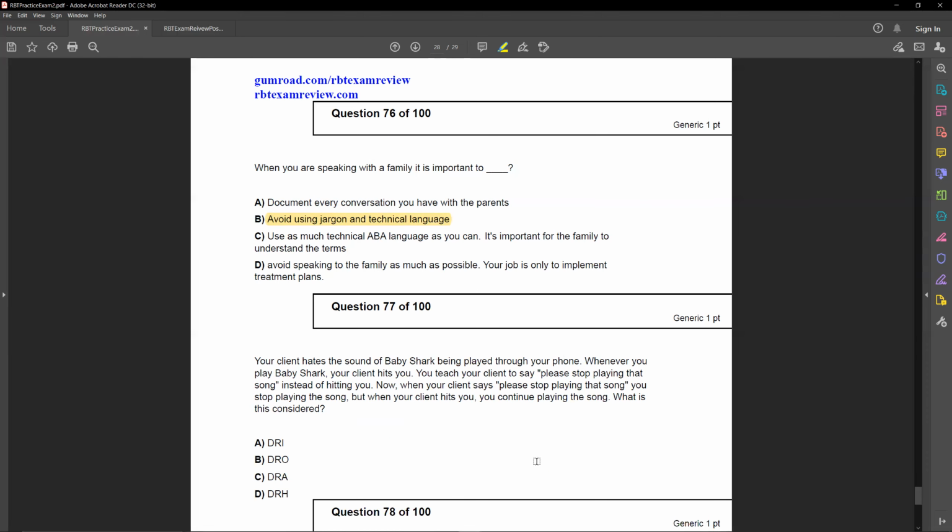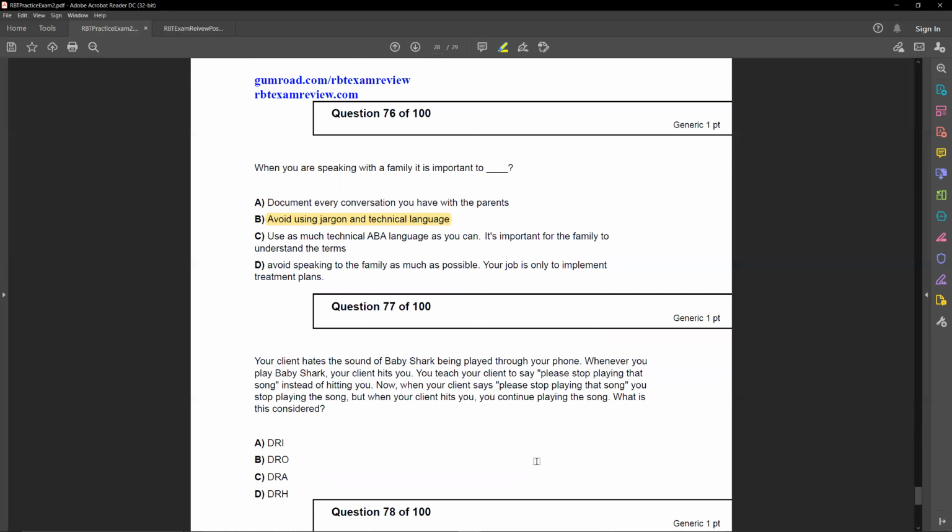77. Your client hates the sound of Baby Shark being played through your phone. Whenever you play Baby Shark, your client hits you. You teach your client to say, please stop playing that song instead of hitting you. Now, when your client says, please stop playing that song, you stop playing the song, but when your client hits you, you continue playing the song. What is this considered?